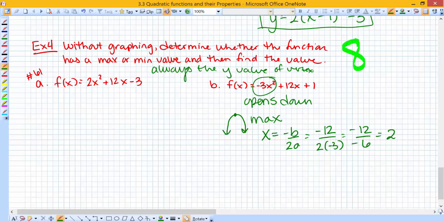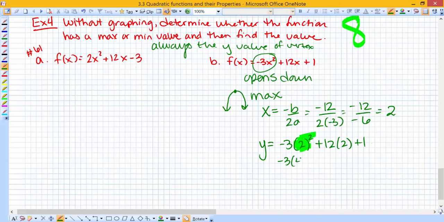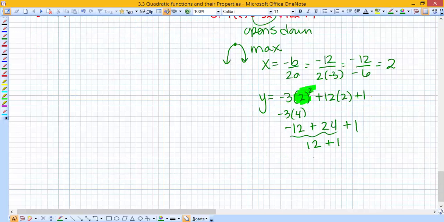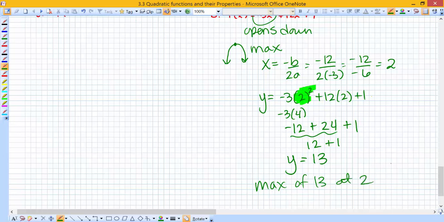Now that I have the x value, I'm almost halfway there. Now we just plug that in to find y. So -3 times 2 squared plus 12 times 2 plus 1. Please make sure we remember you have to do the 2 squared first, order of operations. So I have -3 times 4, which is -12. 12 times 2 is 24. And then I have plus 1. That gives us 12 plus 1 is 13. So you have a max of 13 at 2.